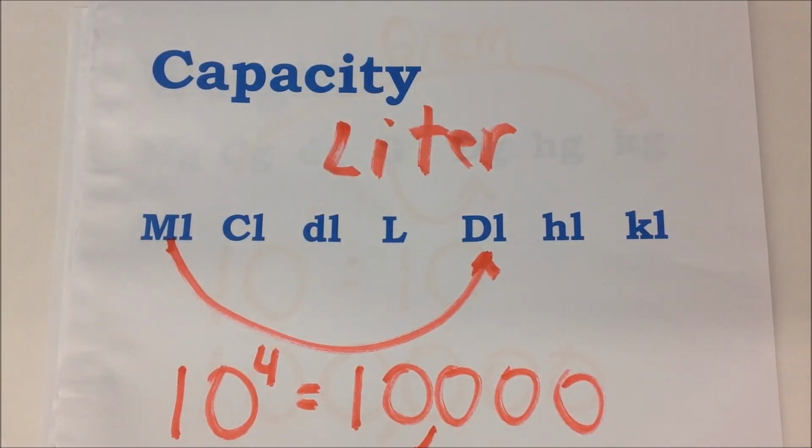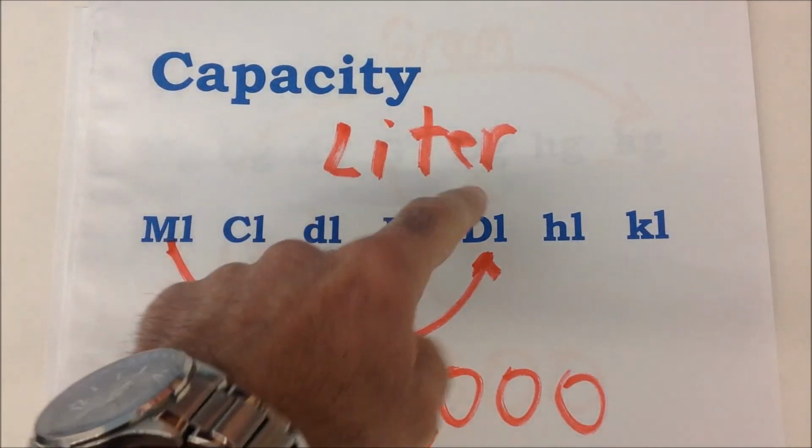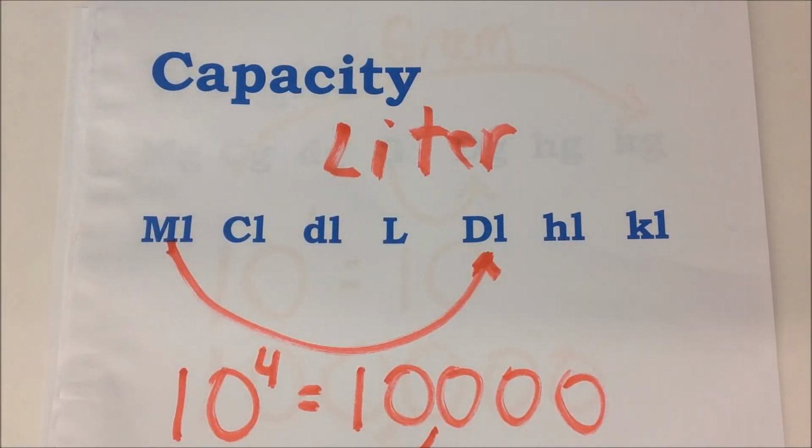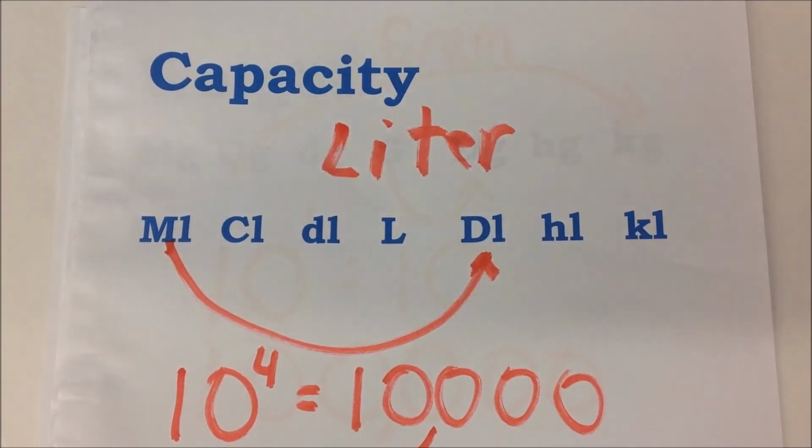So what you should do is just memorize the prefixes. Again, there are other prefixes. As I said before, there's a microliter, there's a nanoliter, there's a picoliter, but we're not using them in 5th grade. All right, this is the end of part 1 of the metric system.